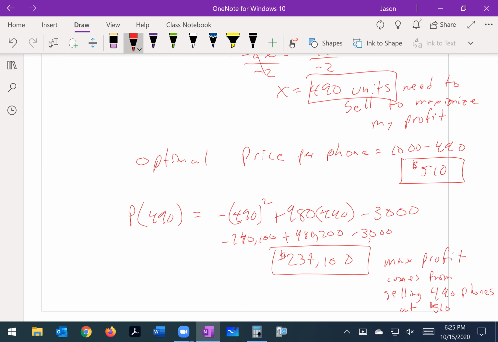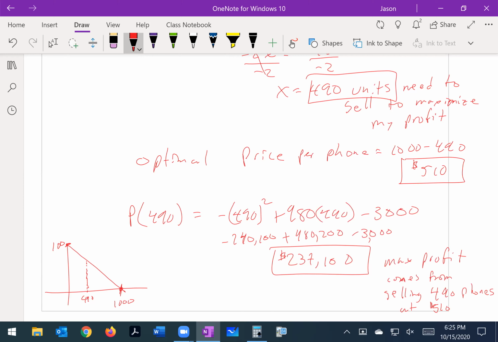Okay, so if I sell more than that, then due to my price function, because my price function was kind of weird, it was just a limit. This is my price function right here. It starts at 1,000 and then goes down. So if I sold 1,000 phones, I would make nothing. For whatever reason. So we know that somewhere around the middle here, at 490 phones, I'll end up getting my maximum profit. So this is my price function.